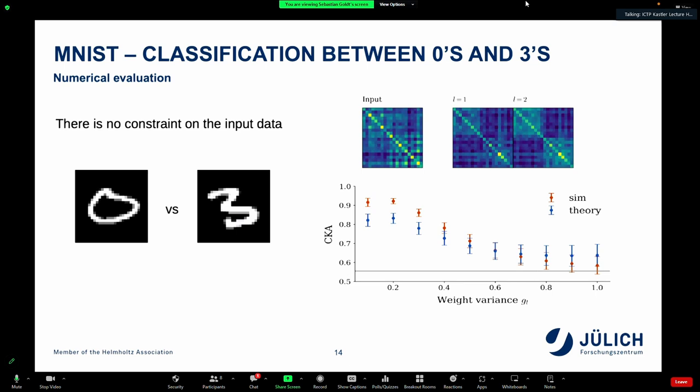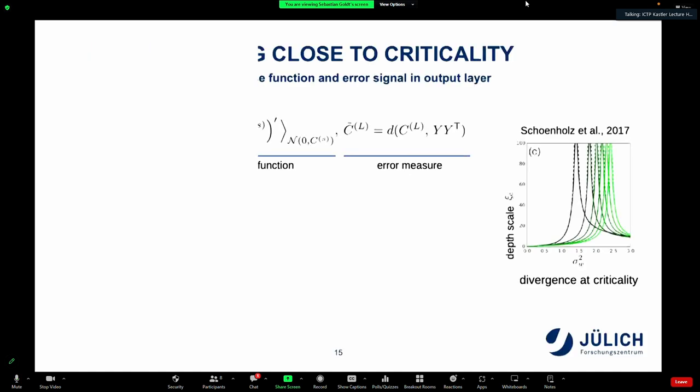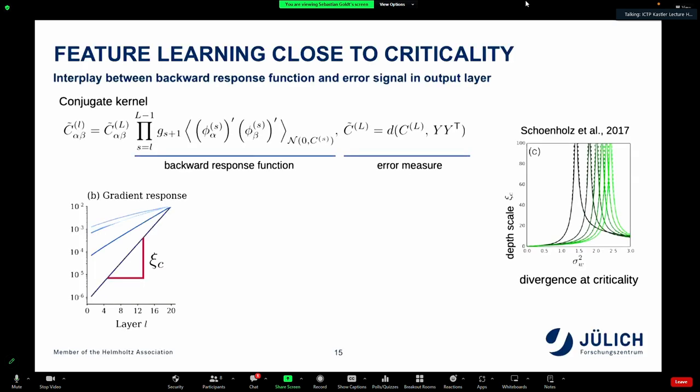All right, and here we plot this relative, again, this gray line is the result for the NNGP. So we see that relative to the NNGP, there seem to be certain values of the rate variance for which this kernel adaptation becomes maximal. And as a next step, we wanted to understand what the driving mechanisms for this kernel adaptation are and when it becomes maximal. Okay, and for this, we look again at the expression for the conjugate kernel.